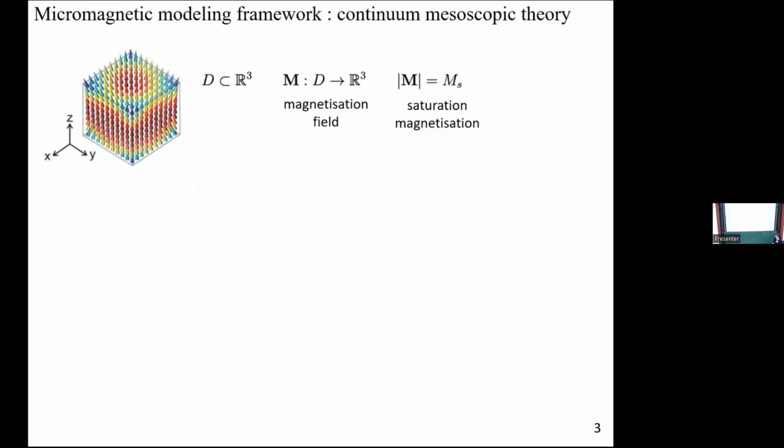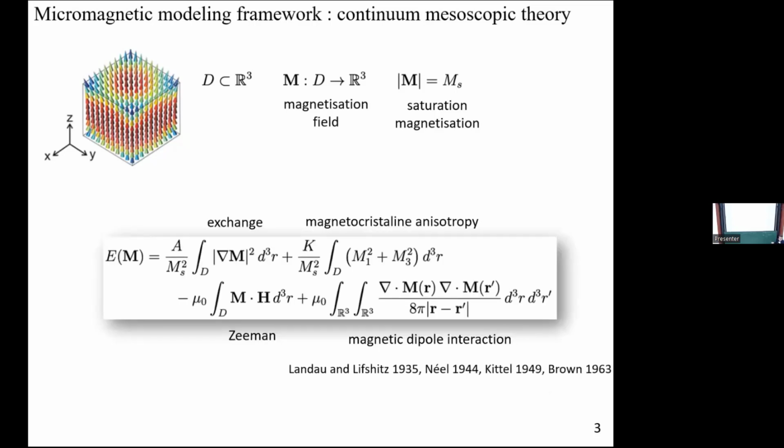In the case of my work, we are working in the micromagnetic modeling framework, which is a continuum mesoscopic theory. We are looking at magnetization fields, which have the property of a fixed modulus. This is an example of a typical energy functional. The first term is exchange, which makes the system ferromagnetic. It wants to align the spins.